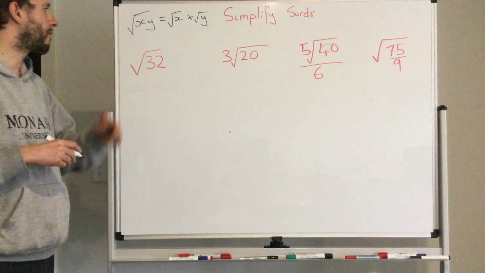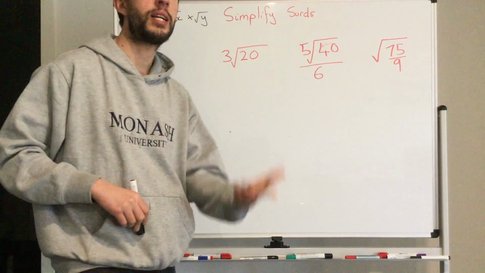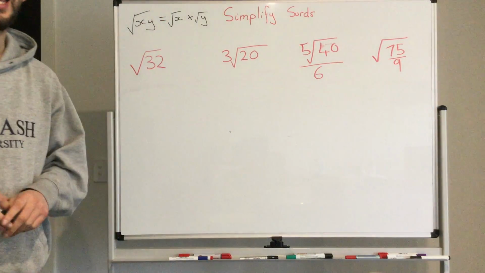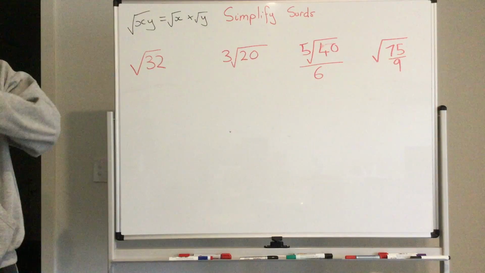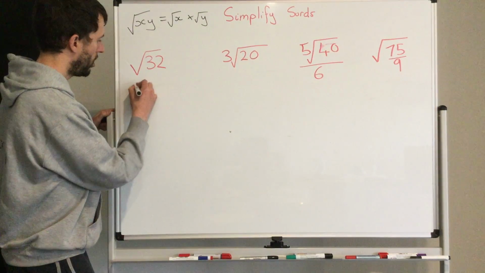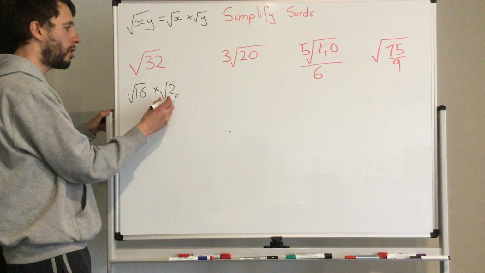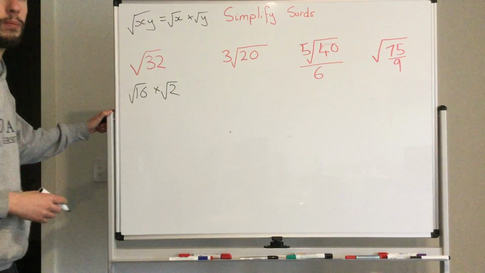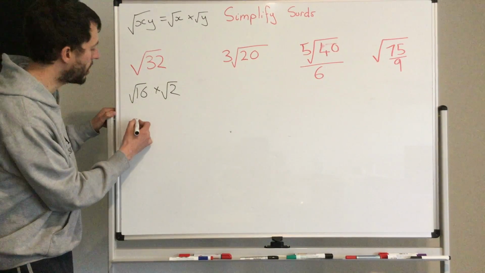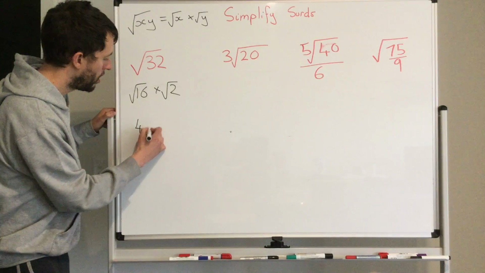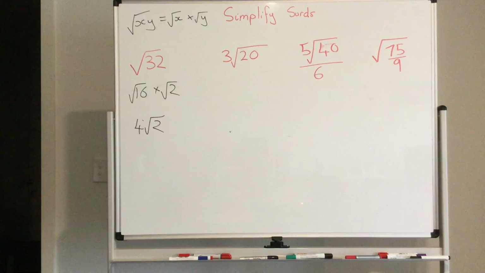For example, if I've got the square root of 32, what are two numbers that I can times together to equal 32? And I'm trying to use my squared numbers. I know 16 is a squared number. The square root of 16 times the square root of 2, so 2 times 16 equals 32. The square root of 16 is 4, so we get 4 times the square root of 2, but we don't need to put the times there.